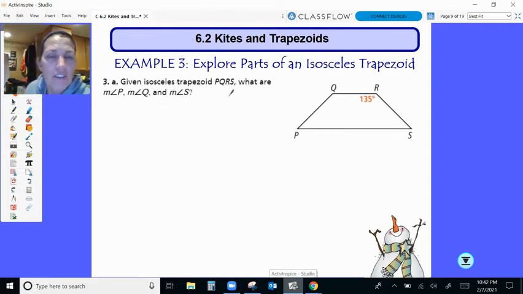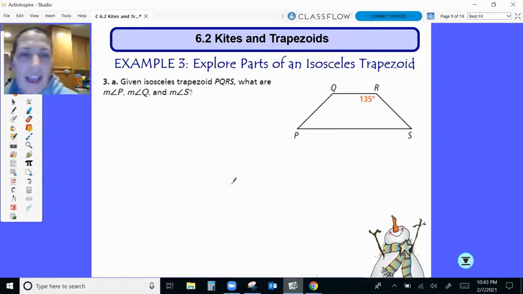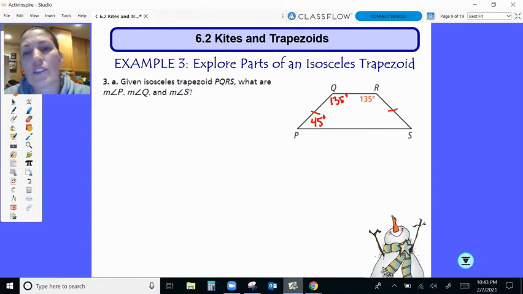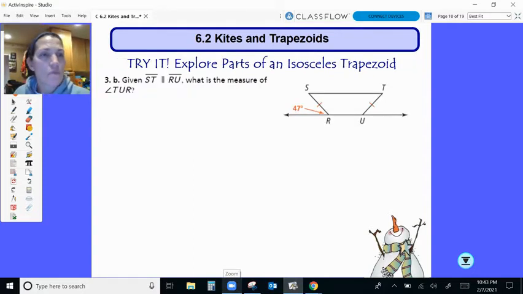Given isosceles trapezoid PQRS, what are the measures of angles P, Q, and S? Since it's isosceles, we know that angle Q is 135 also. We know that these two add up to 180 degrees because they're supplementary. So if we take 180 minus 135, that gives us 45 degrees. So this base angle is 45 degrees, which means this base angle is also 45 degrees. So these are all properties of our trapezoids and kites.